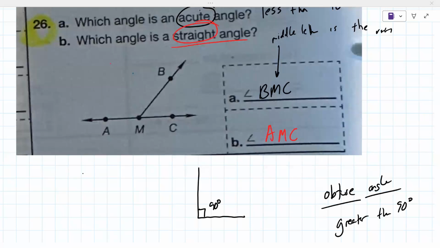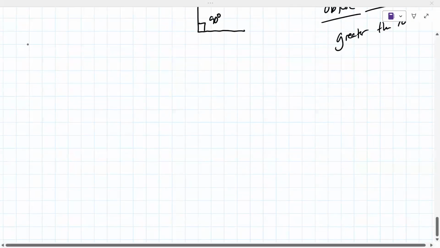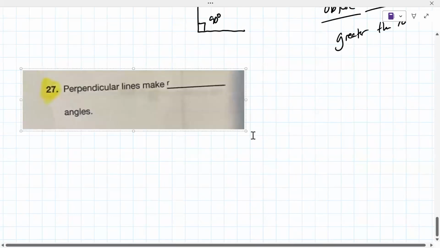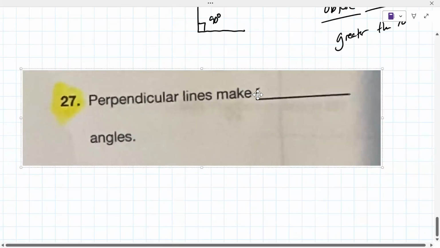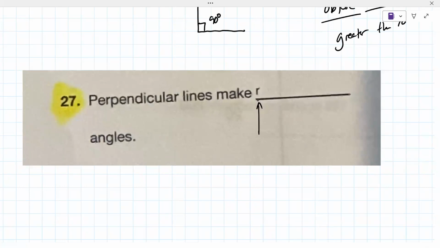It says perpendicular lines make... Maybe you already know the answer. They're trying to help by putting the first letter there, R. So perpendicular lines, these are lines like this. What kind of angle is this? All right, it's a right angle. There you go, you got it.